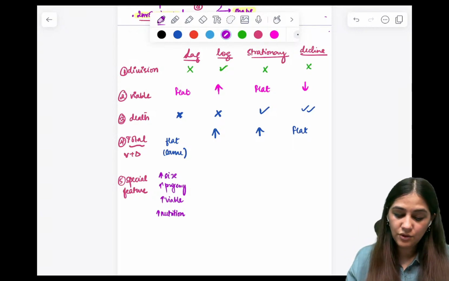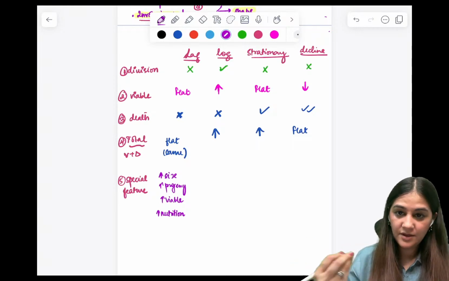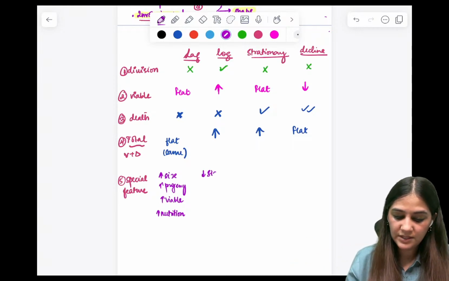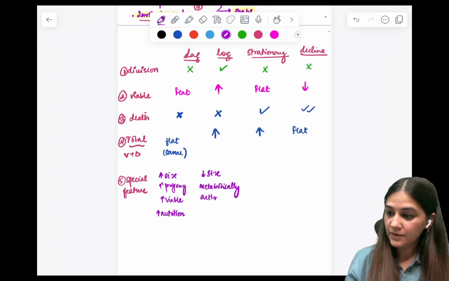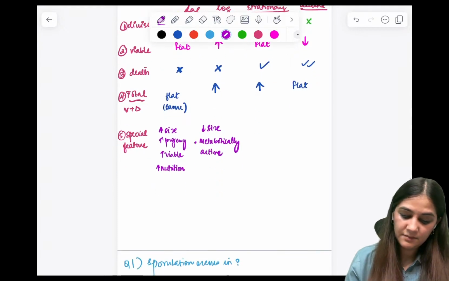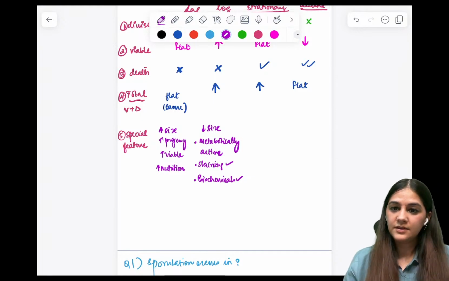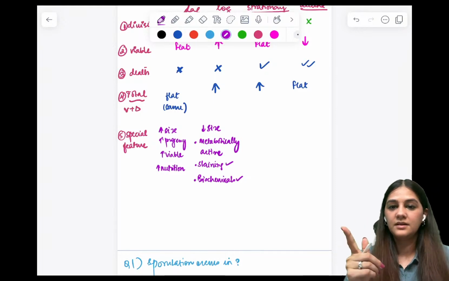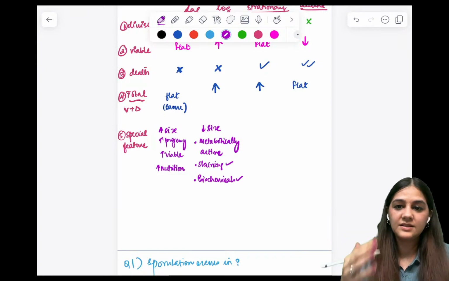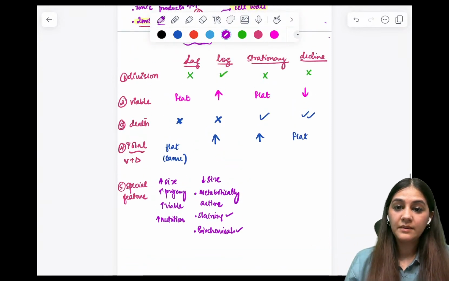What is going to happen in your log phase? Now the baby has happened. Now what is going to happen to the size? It's going to decrease in size, right? It is metabolically active. So what is happening here? Staining is best here, biochemicals are best here, right? So staining is best here, biochemical is best here, metabolically active, size is going to decrease of the mother.